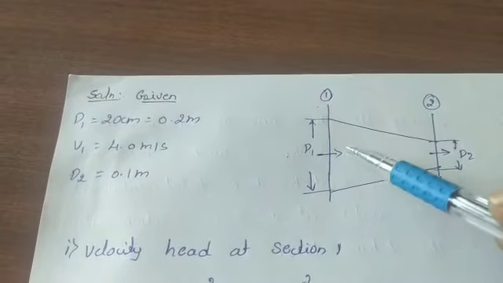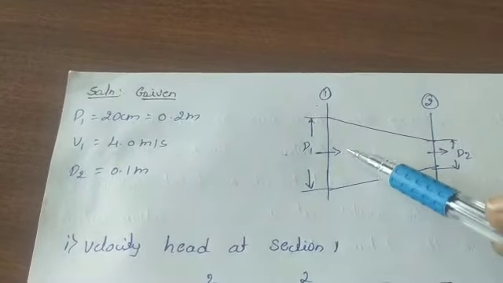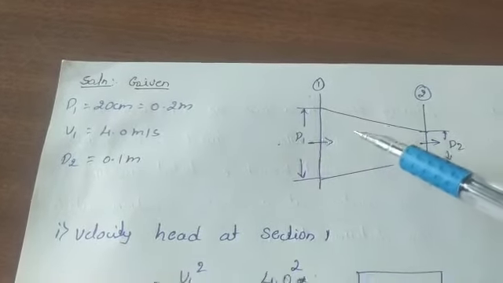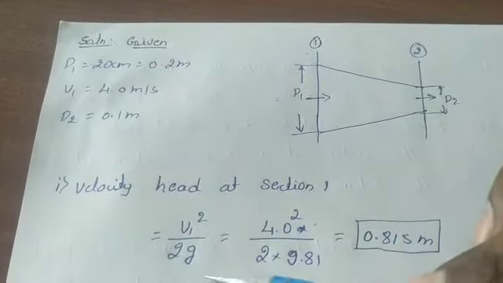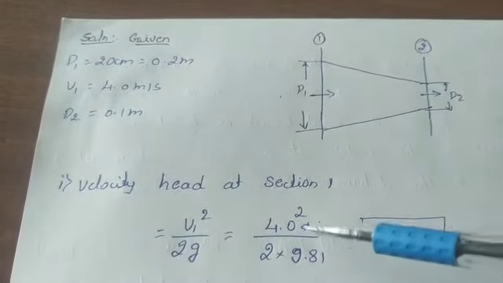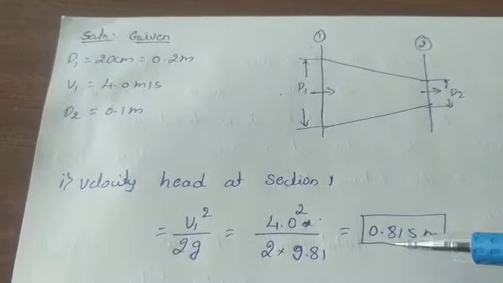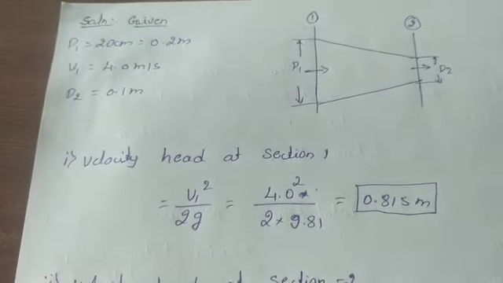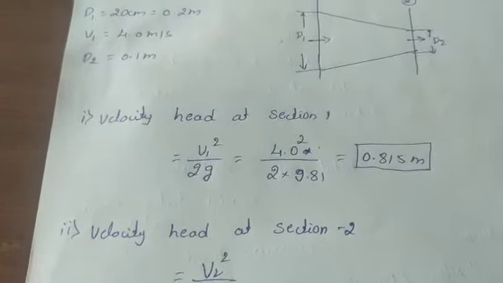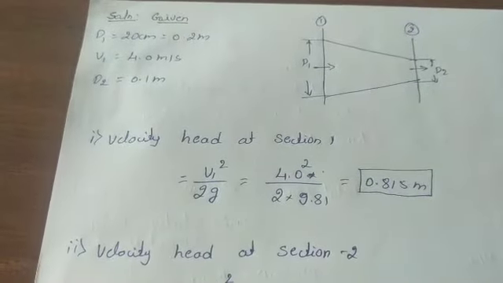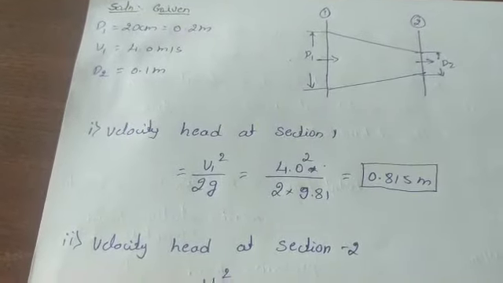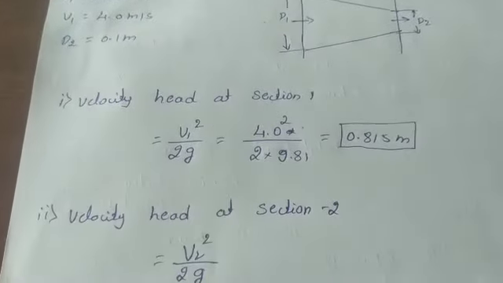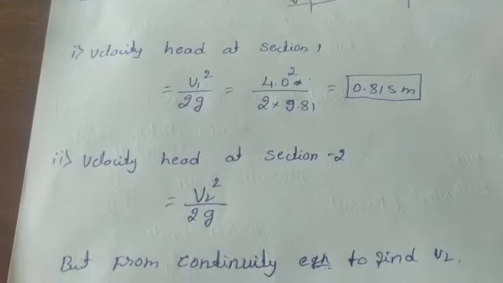If you want to identify the velocity head at section 1, the only formula is V1 square divided by 2g. V1 is already known, substitute it and get the answer, the velocity head at section 1. Similarly, we have to identify the velocity head at section 2. The formula is V2 square divided by 2g, but V2 is the unknown value. So how to identify the V2 value?